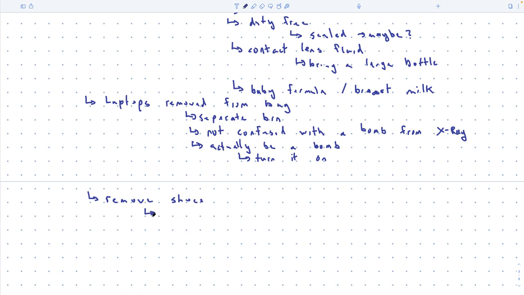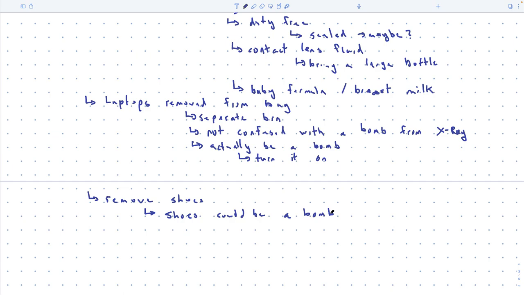But anyways, why do you have to take your shoes off? Your shoes might be a bomb. Okay, so someone just said everything could be a bomb, and that's actually right. So why do I take off my shoes and my laptop, but I don't have to, you know, take off other things? Who decides that the shoe is really important?